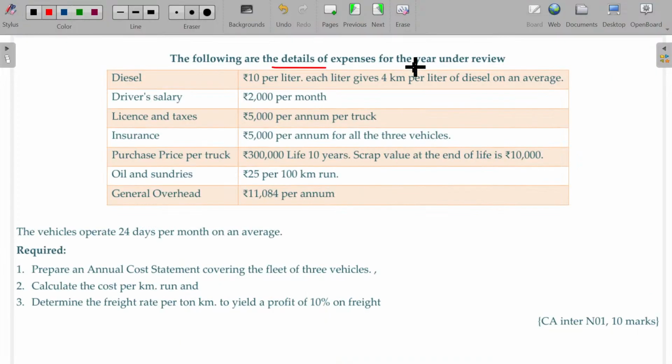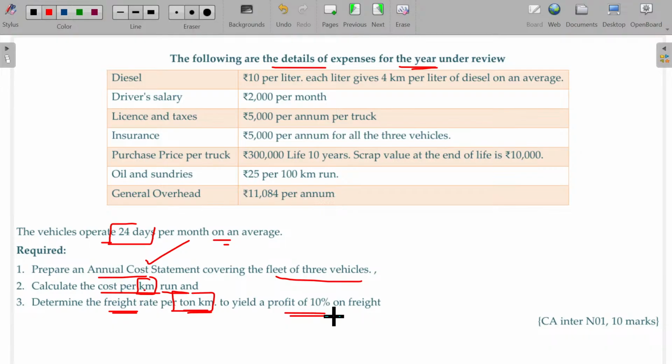The following are the details of expenses for the year under review. The vehicles operate for 24 days per month on an average. Prepare an annual cost statement covering the fleet of 3 vehicles. For all the 3 vehicles, you have to calculate the cost for a year, not per month. Thereafter, calculate cost per run kilometer. Determine the freight rate per ton kilometer to yield a profit of 10% on the freight. So you have to calculate the freight so that it will give you a profit of 10%.